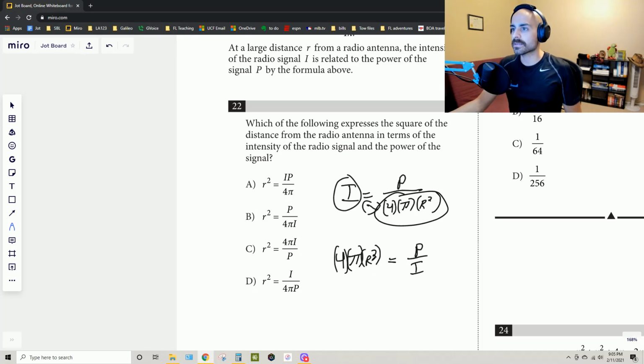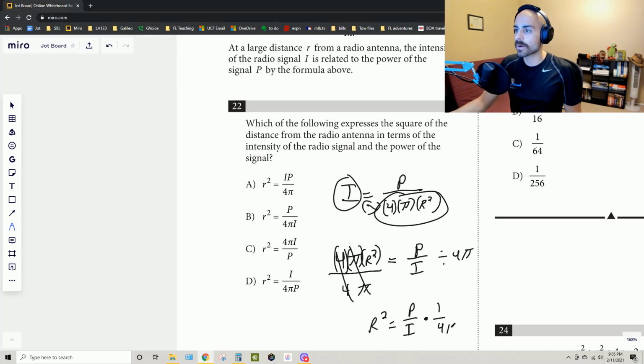But now that I get r here and I realize everything's being multiplied here, I can divide both sides, let me put a division symbol here so it makes more sense, by 4 pi. And that would cancel that out here. And then dividing by 4 pi here would be the same as r squared is equal to p over I times 1 over 4 pi. Remember, that's keep, change, flip, right? That's what we did here to write this.